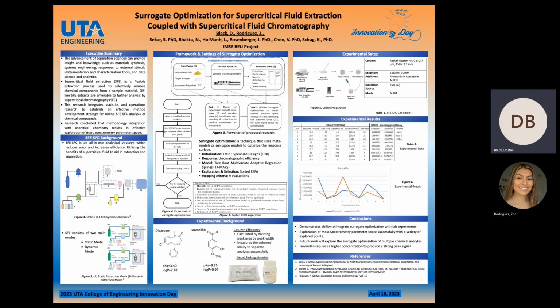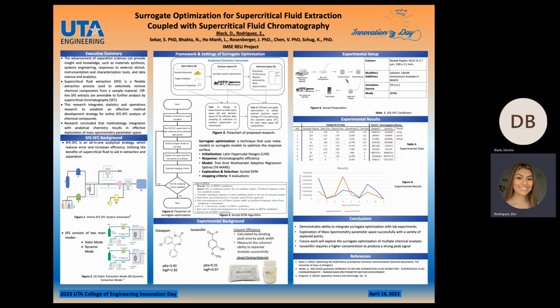was spiked for 100 microliters total volume, 50 being the isovanillin at 10 ppm, and the other 50 microliters being diazepam at 1 ppm. The column used is a Restek Raptor silica column, and the modifier was methanol, with the additive being the 10 millimolar ammonium acetate. The ionization source is ESI in both positive and negative mode, each for its own compound, and the mass spec mode being MRM.